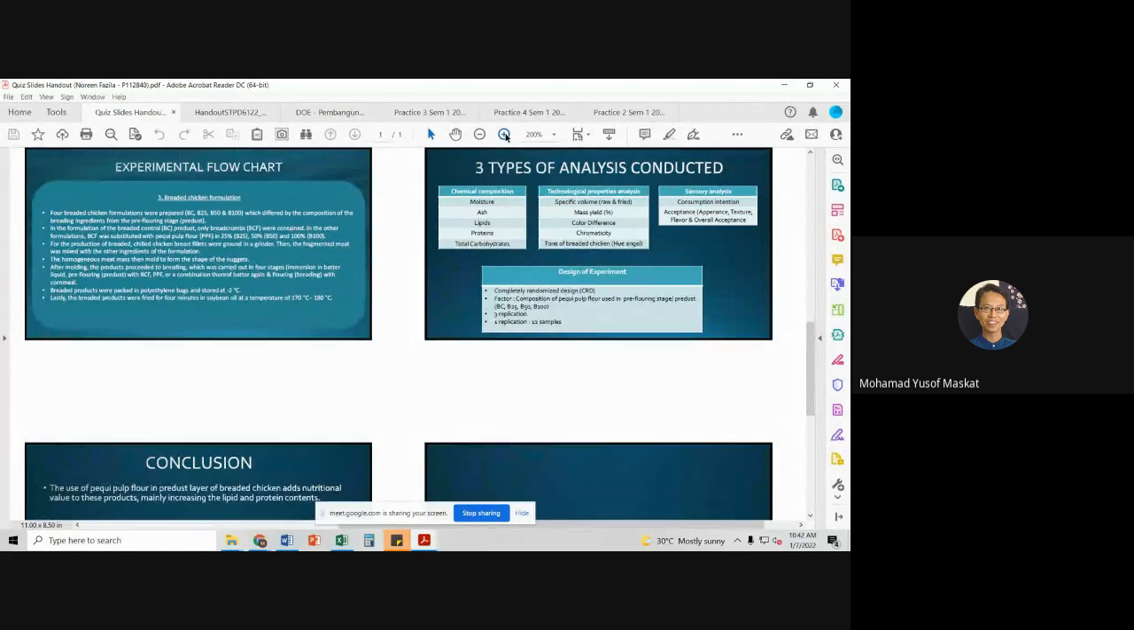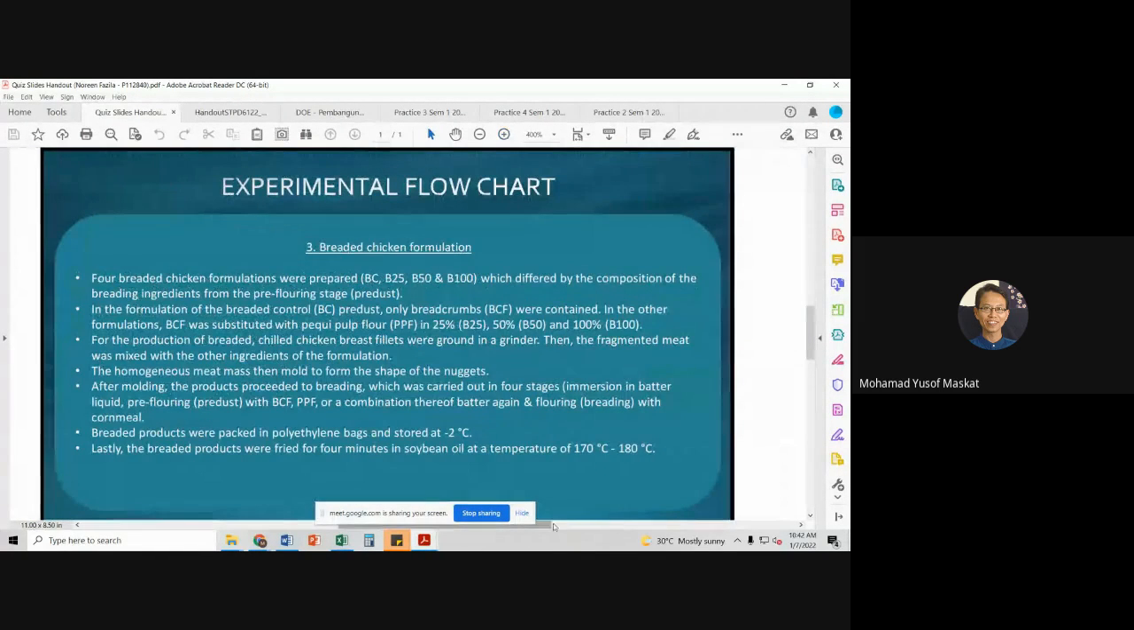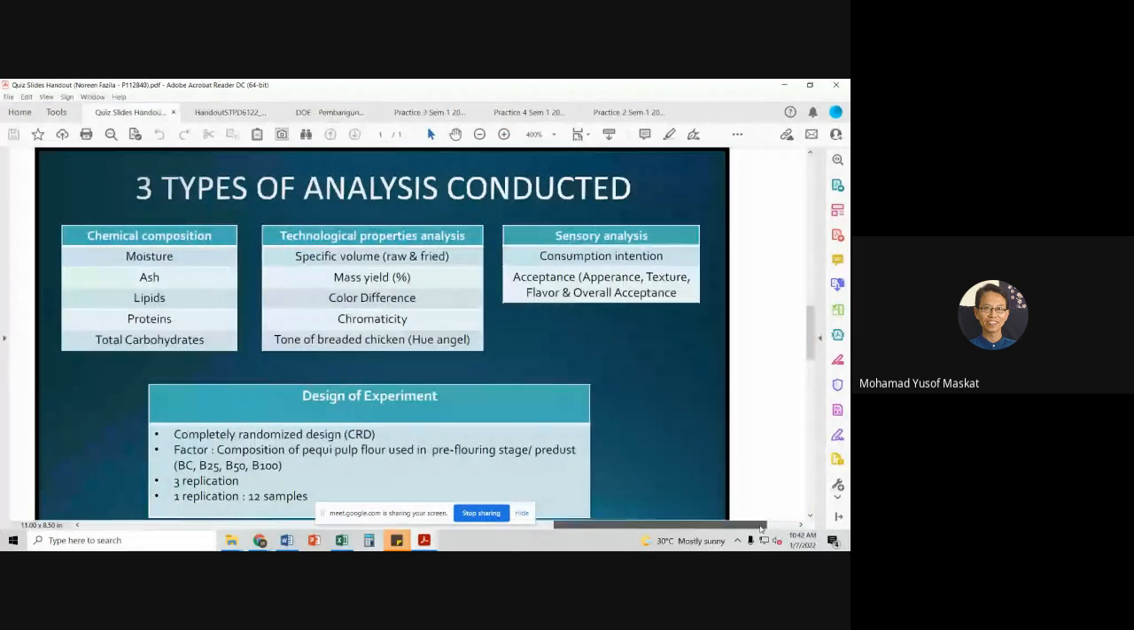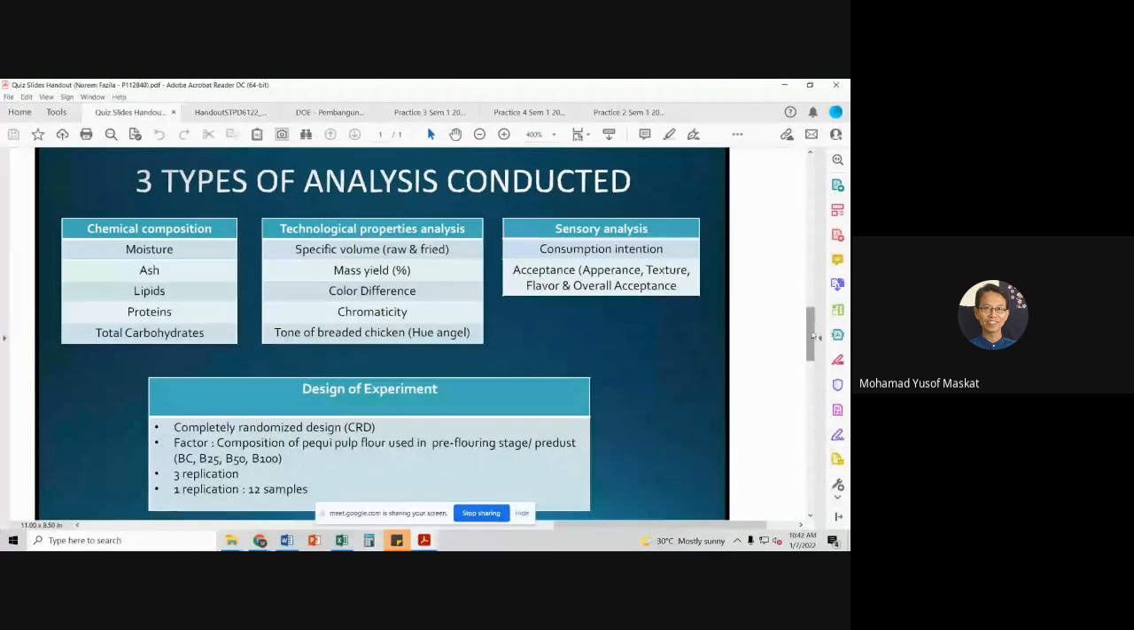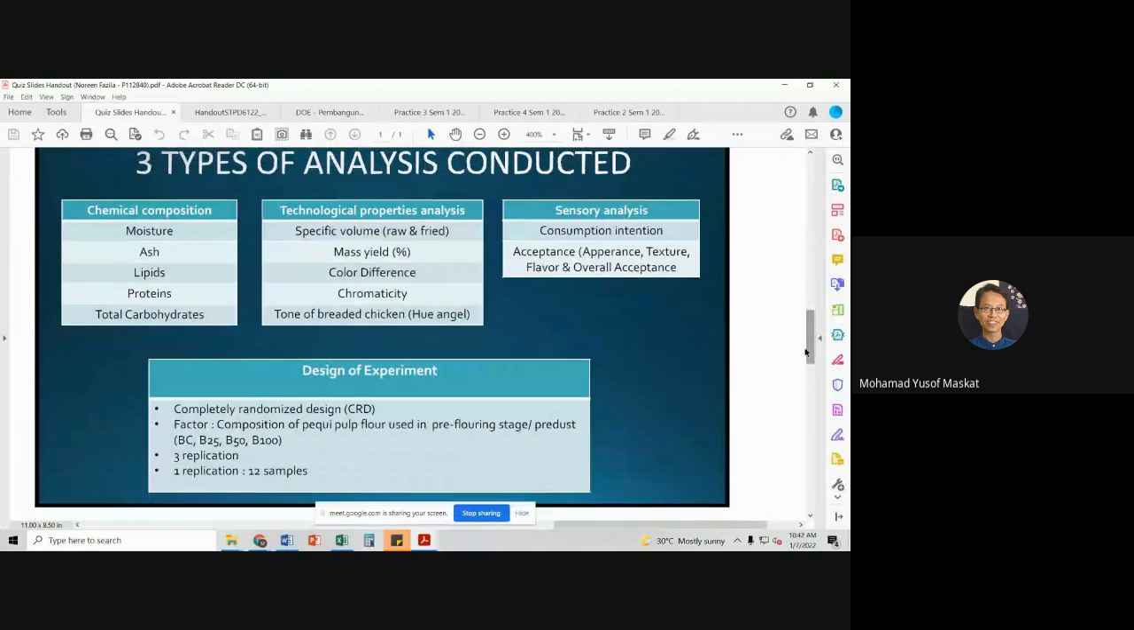Okay, so ini adalah paper yang Norin present tadi. Okay, so kalau kita lihat di sini, apakah dia punya, ada berapa faktor? Okay, so jawapan dia adalah cuma ada satu faktor saja. So macam mana kita nak tahu faktor?